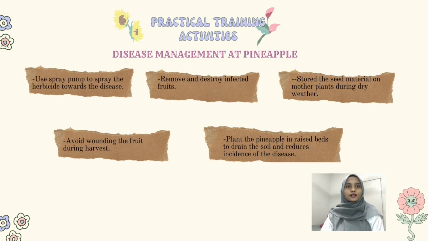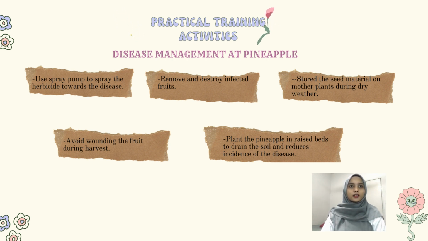The second way is to remove and destroy the infected fruits. Removing the pineapple will cause a very large loss, but in this case, if the farmer or plantation student does not remove and destroy the fruits, the disease will spread very fast. The third way is to store the seed material from mother plants during dry weather. Storing the seed during dry weather can avoid the formation of the disease on it.